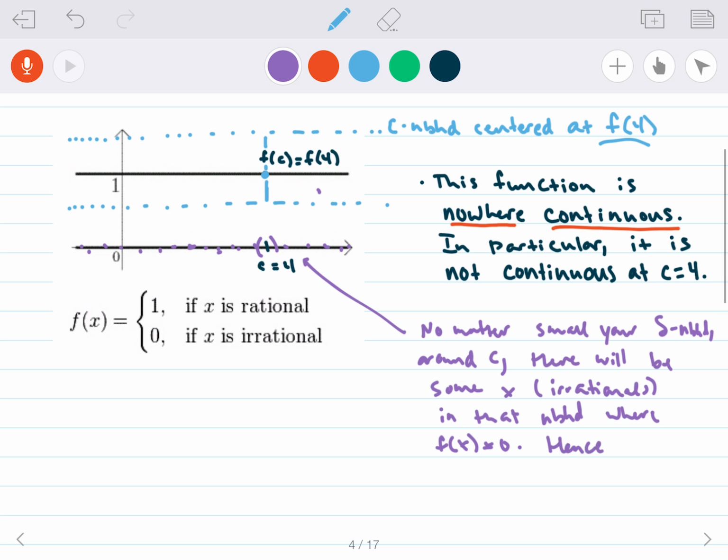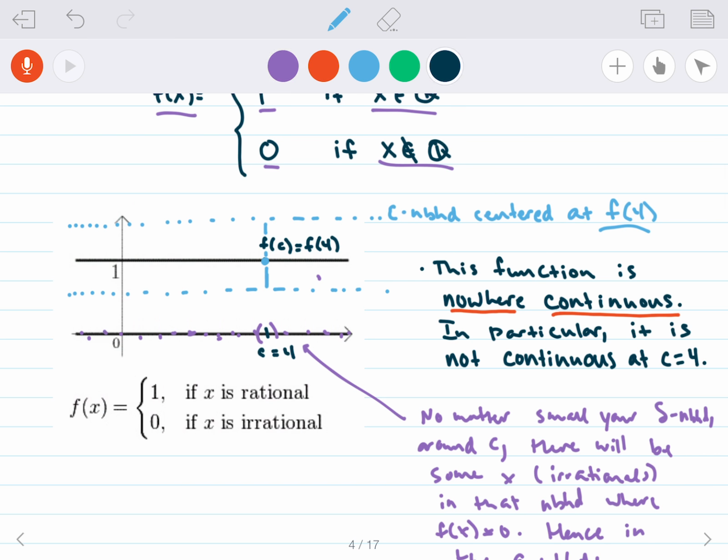Hence, not in the epsilon neighborhood, right? Because, as I said, there's infinitely many irrationals and rationals in here just because of the density property of rationals and irrationals in R. And because of that, we're going to have some things. So, like, here's an x that's irrational. I'm just drawing it here arbitrarily. It's irrational, and so f of x is going to be 0, right? So it's going to stay here, and it's not going to end up in this neighborhood. All right, so that's the idea.